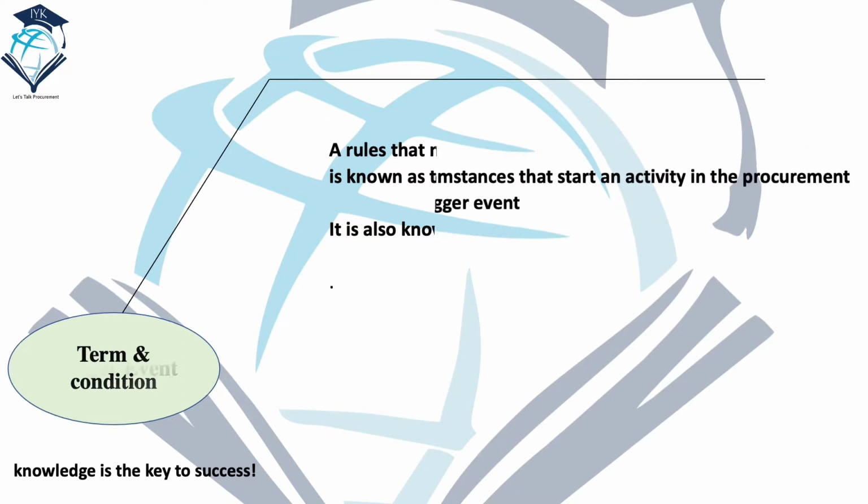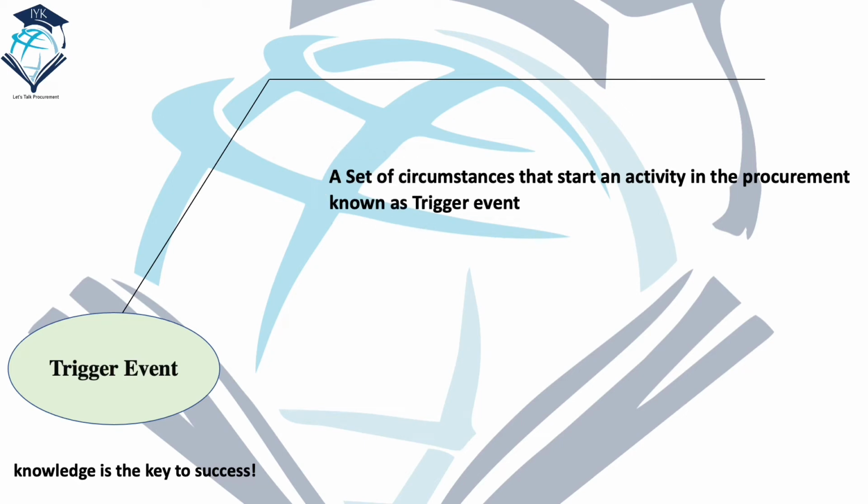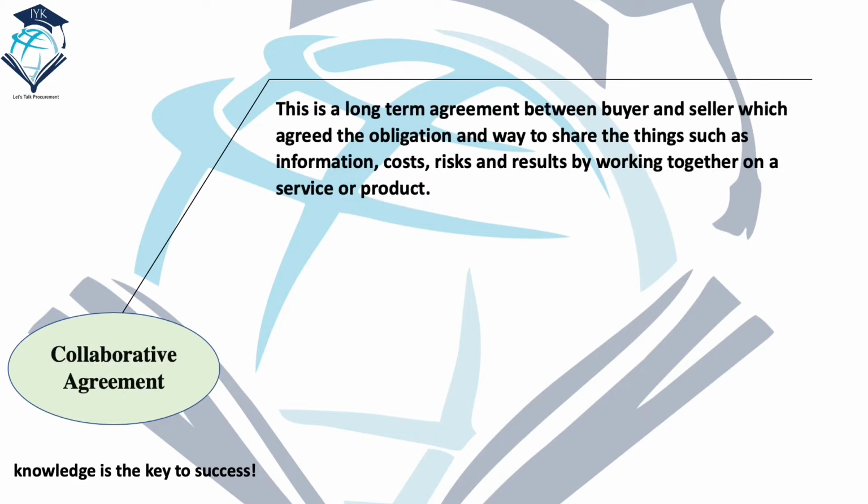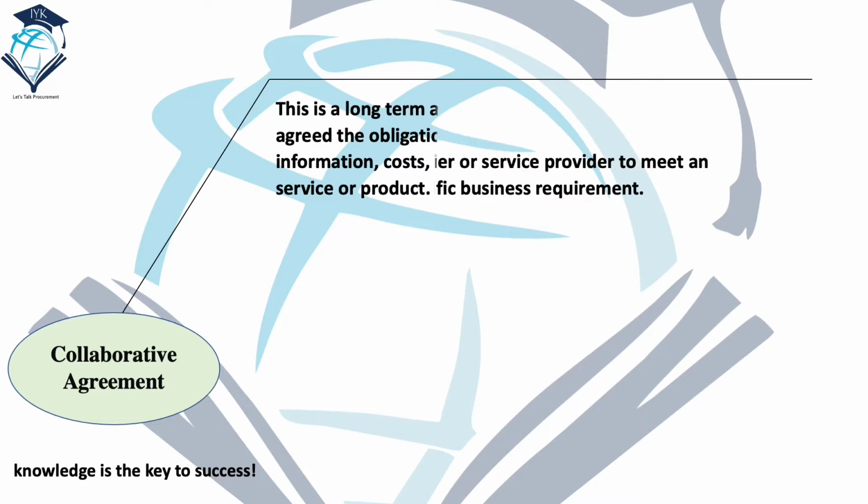Trigger event. This is a set of circumstances that start an activity in procurement, known as a trigger event. For any procurement process to be started, there is a set of circumstances which trigger all these things, known as trigger events. Collaborative agreement. This is a long-term agreement between buyer and seller which agrees the obligations and the way to share things such as information, cost, risk, and the result by working together on a service or product. That is known as a collaborative agreement.